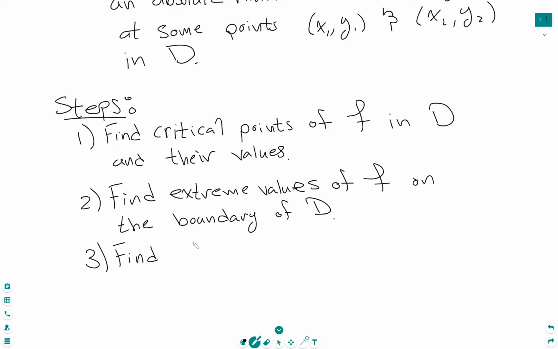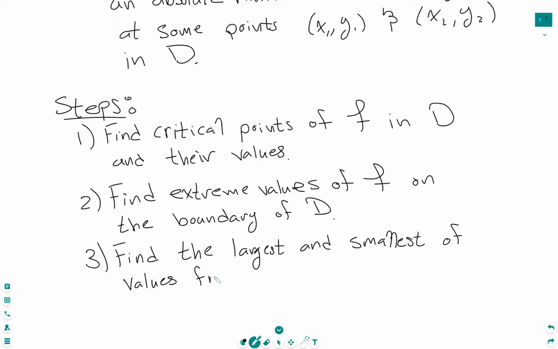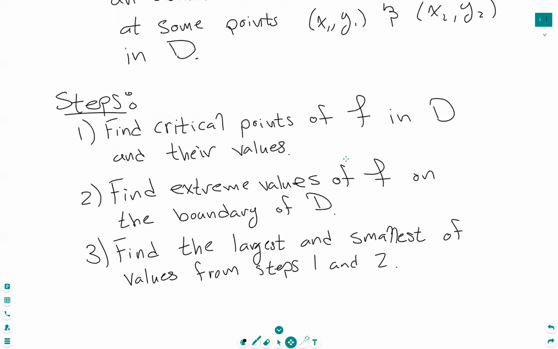So step 3 is just compare these. We're going to find the largest and smallest of values from steps 1 and 2. So we've already gotten practice doing step 1. Let's do an example where we have this boundary and we're going to have to do step 2.